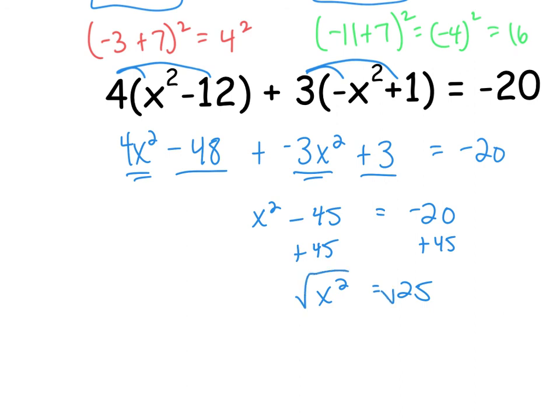And then I will square root both sides, and I get x equals positive or negative 5. And so those are my two answers. You can write it like that, or you can write them separately: x equals 5, x equals negative 5. All right, so that's it for solving using square root.